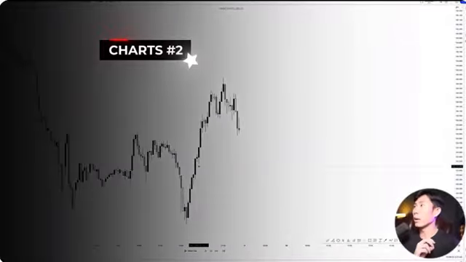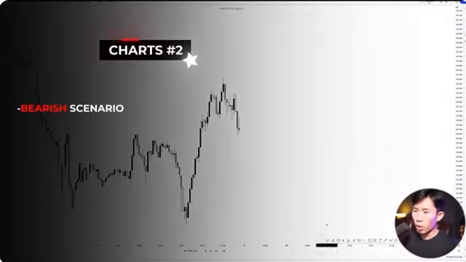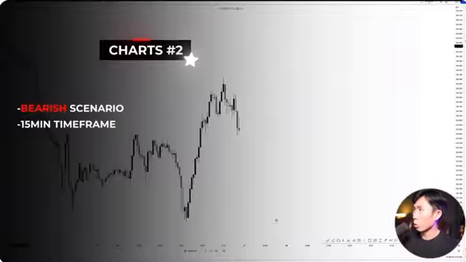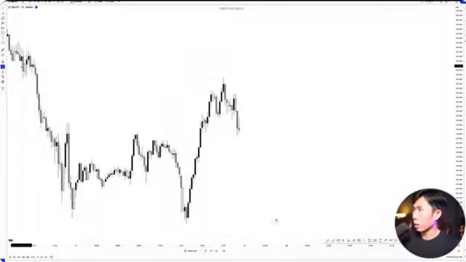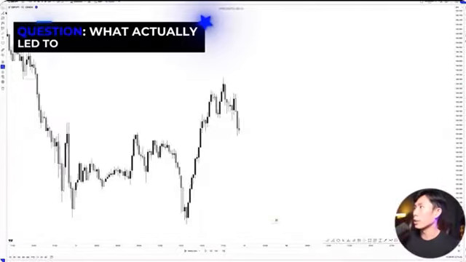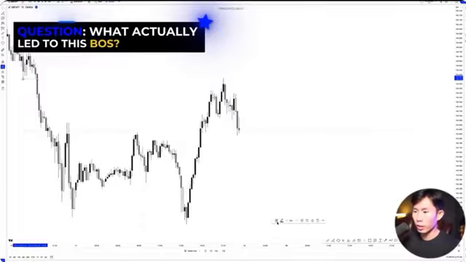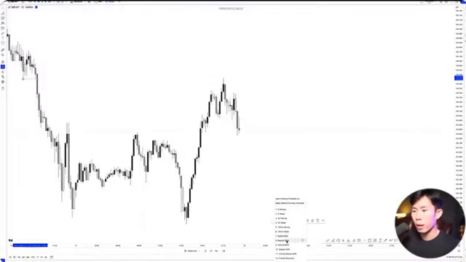So the second example is going to be a bearish scenario, right? So what we have over here was that price goes down, pulls back, and then goes back down. So we know that this was a bearish break of structure to the downside. And you must be asking yourself, what actually led to this break of structure? We know that there's going to be some form of supply zone, right?